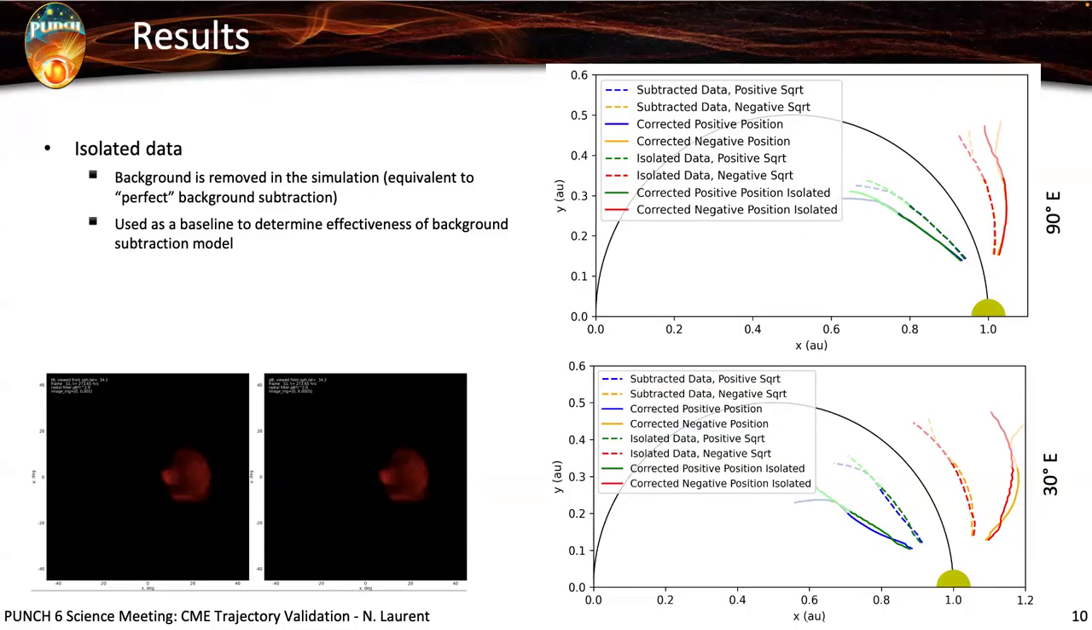So on the figures on the right, we see the green and red curves are the positive and negative square root calculations for the perfectly subtracted data, and then the orange and blue are for the normally subtracted data. And those work phenomenally at the early time steps. So we subtract the background well, and then the data does degrade somewhat near the end due to the lower signal to noise ratio as the CME moves further from the sun.